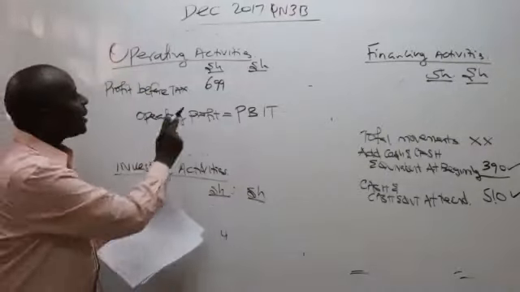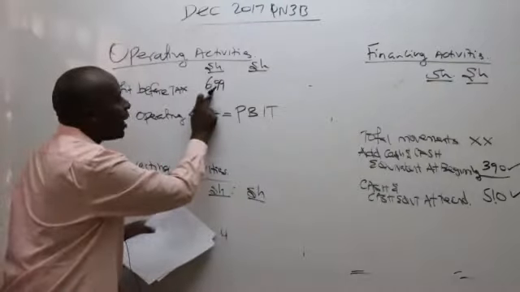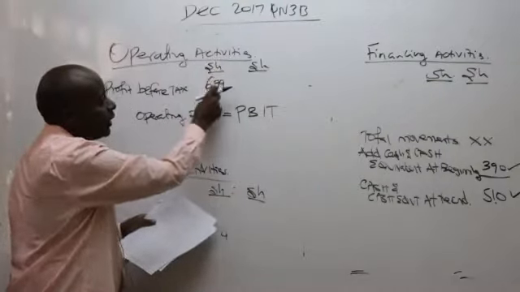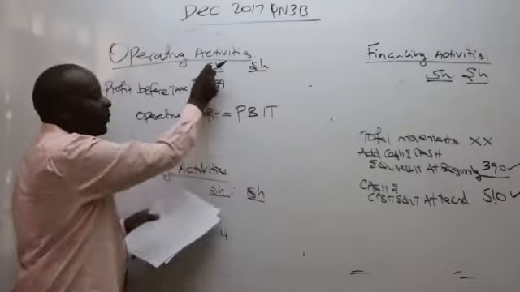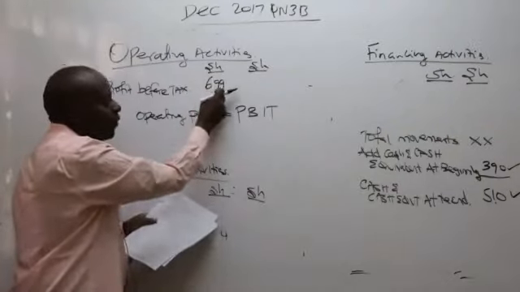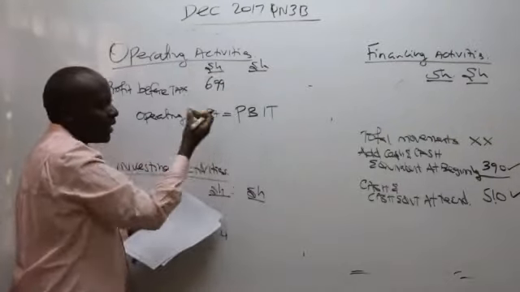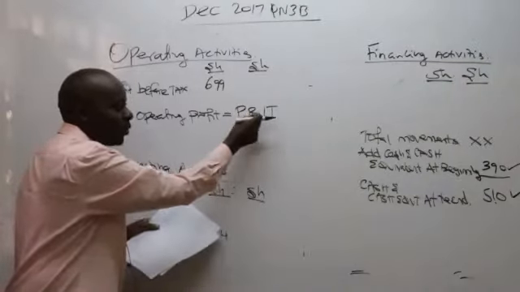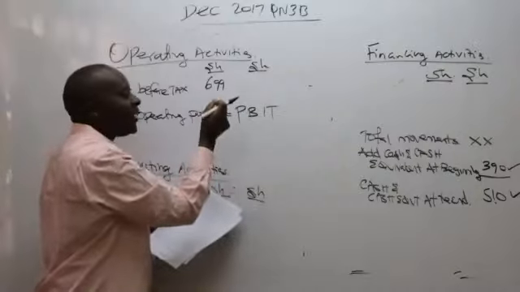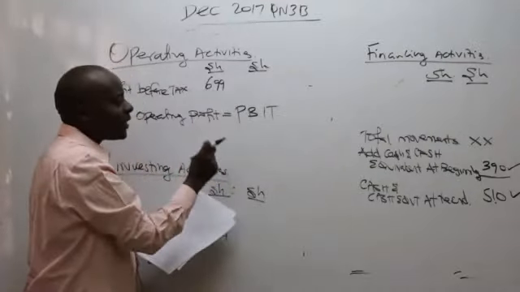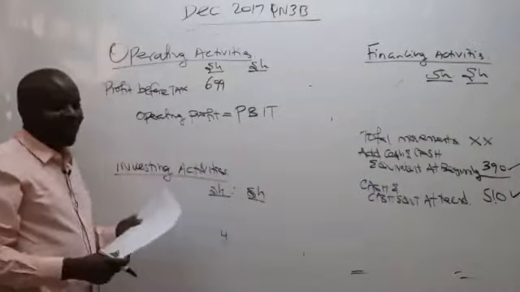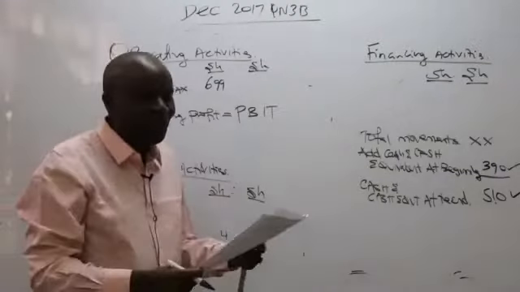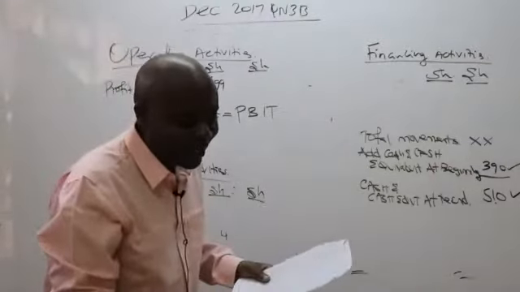So to get this figure, they must have subtracted the interest. So what we need to do very fast is to add back the interest. We must always begin from the profit before interest and tax. So are you able to see the interest charge for the year?